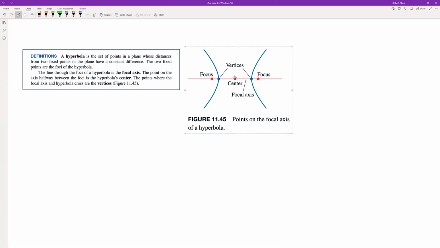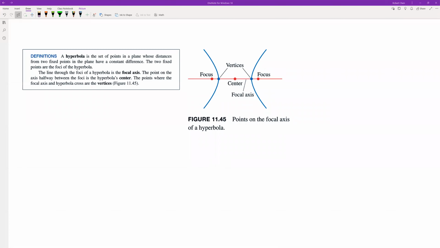So very similar to an ellipse. Instead of a complete oval, we have two branches opening to opposite sides. The equation is also very similar to the ellipse. So let's take a look at what the definition is saying here.